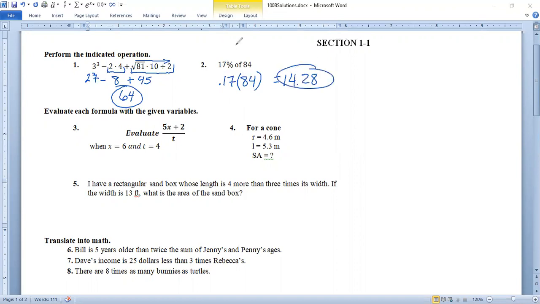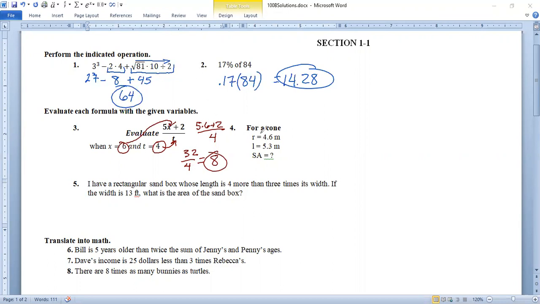Number 3, evaluate each formula with the given variables. Here we're given the formula that we're supposed to evaluate. So x is 6, and that's going to go in there. And t is 4, that's going to go in there. So we get 5 times 6 plus 2 over 4. 5 times 6 is 30. 30 plus 2 is 32 over 4. 32 divided by 4 is 8.